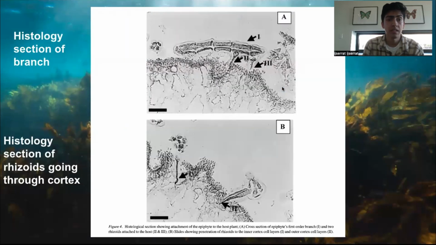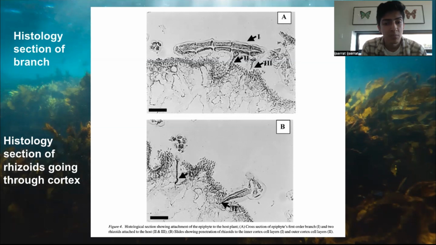Now we have the histology analysis of the lab. In image A, we can see a histology section of the branch of the epiphyte and the host thallus. Number 1 shows the branch of the epiphyte. Number 2 shows the rhizoid of the epiphyte penetrating the cortex of the host cell. And the host cell is marked as number 3.